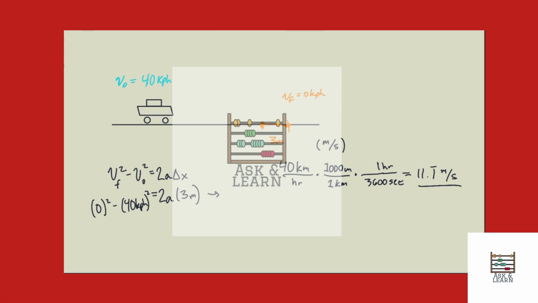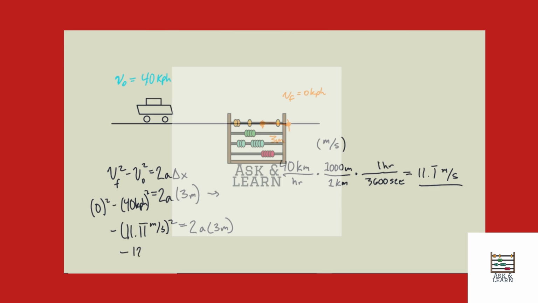Remember that's going to be plugged in over here. 11.11 repeating meters per second, squared, equals 2 times a times 3 meters. We can square that 11.11111 to get 123.5 approximately. That's going to be negative, which makes sense because the acceleration has to be negative in order to slow down the truck. The acceleration will be in the direction opposite to the motion in order to slow it down.